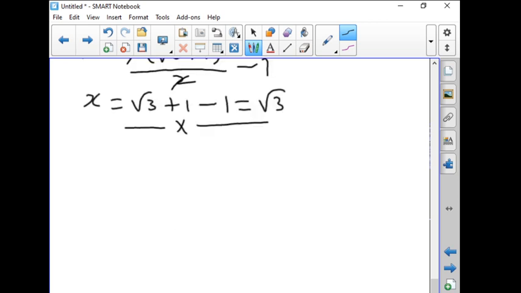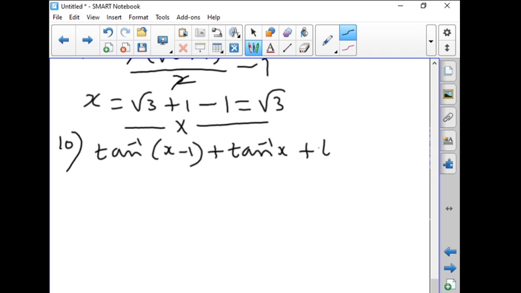So question number 9 is over. Now we will go to the 10th question. Find the number of solutions of the equation tan inverse of (x minus 1) plus tan inverse of x plus tan inverse of (x plus 1) is equal to tan inverse of 3x. For this problem, we can use the fifth question, or any other method also can be followed.